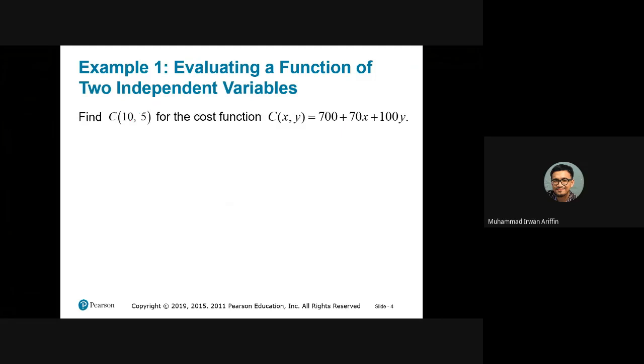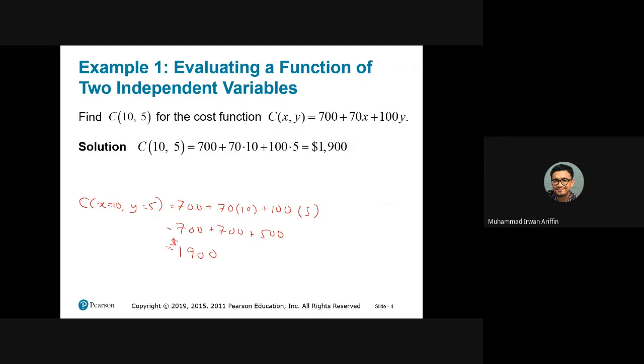Now we want to know what is the cost when we use 10 of x and 5 of y. So how do we do this? The solution would simply be to replace. We replace x with 10 and y with 5 in the function. So we have 700 plus 70 times 10 plus 100 times 5. So we have 700 plus 700 plus 500, and this becomes 1,900. So this would be our total cost. As simple as this.